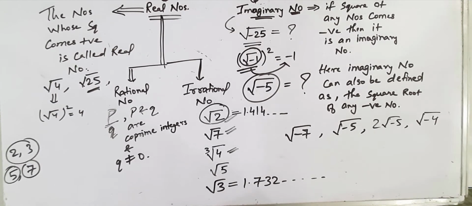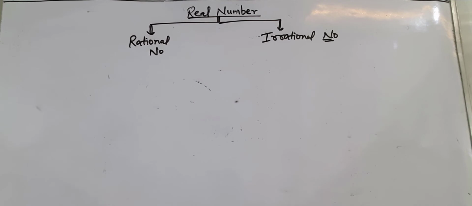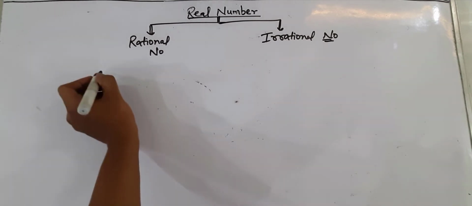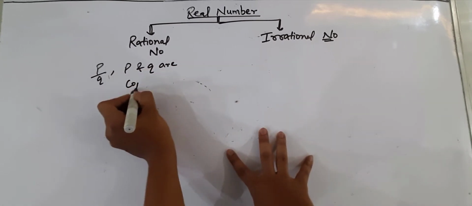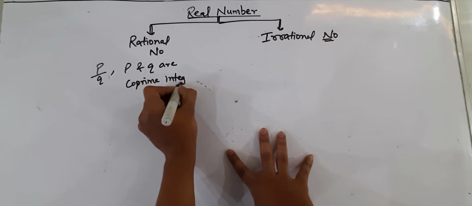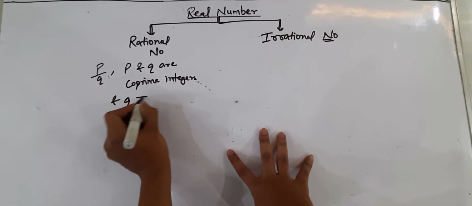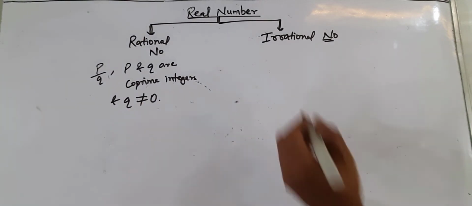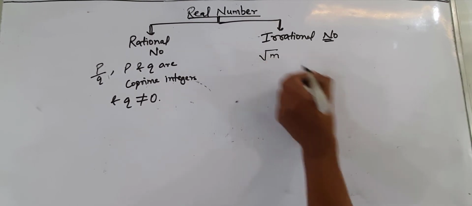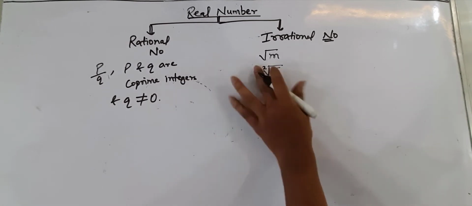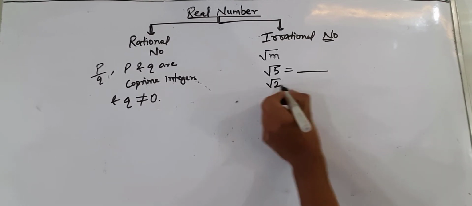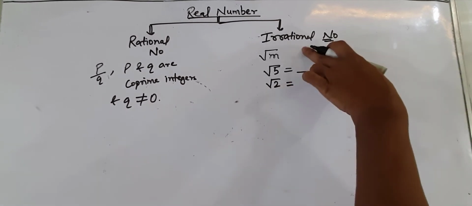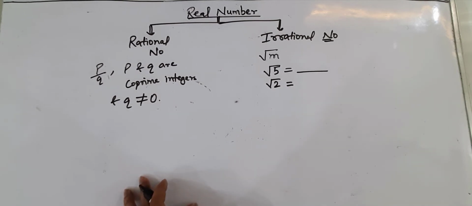Now we will talk more about rational number and irrational number. Till now we have studied the classification of real numbers, which is classified into two categories: one is the rational number and the other is the irrational number. Rational numbers are represented in the form of P upon Q, where P and Q are co-prime integers and Q is not equal to 0. And irrational numbers are the square root and cube root of those numbers whose exact value cannot be determined. Like the square root of 5 or the square root of 2, we cannot determine the exact value. So these are the irrational numbers. Now we will talk about the decimal representation of these numbers.